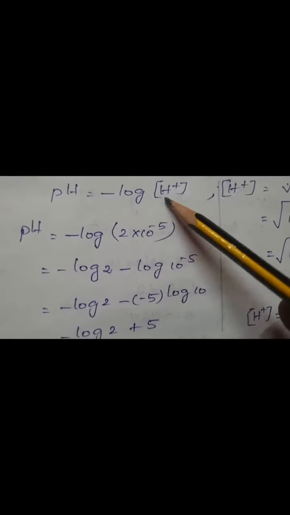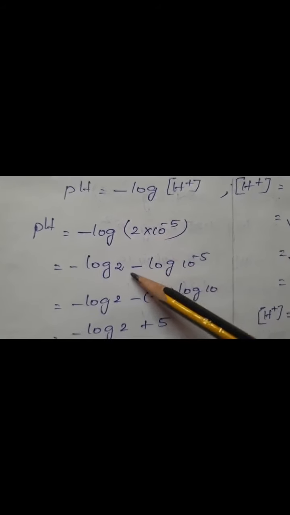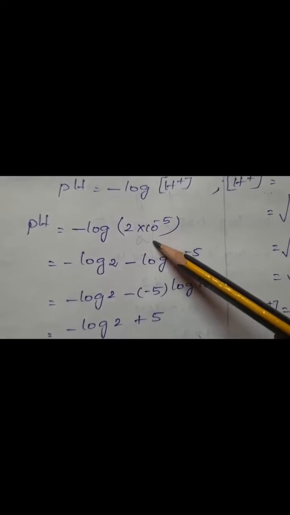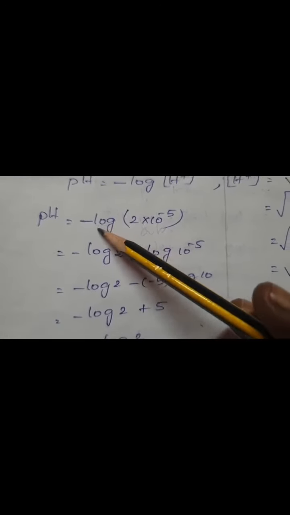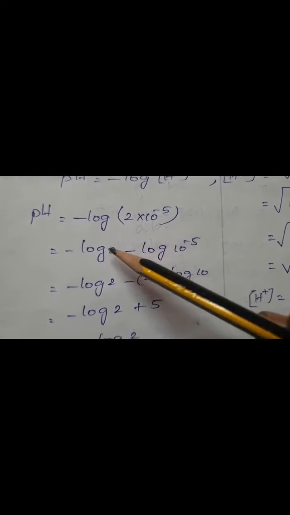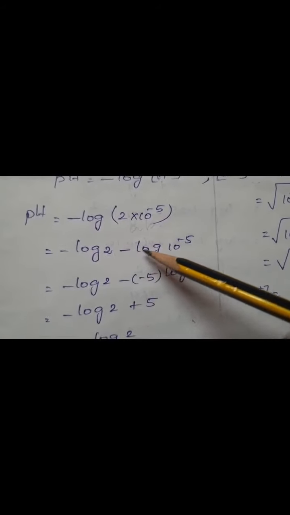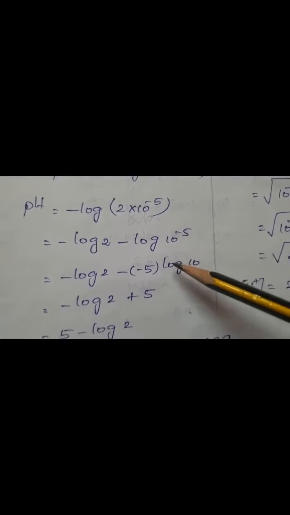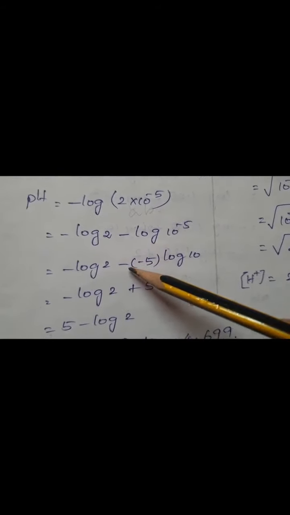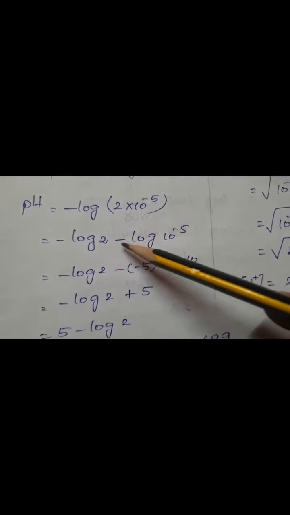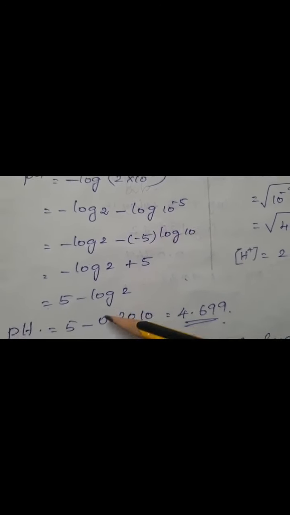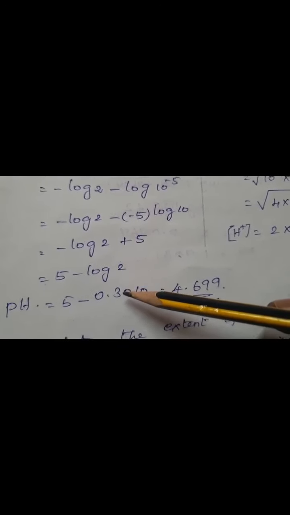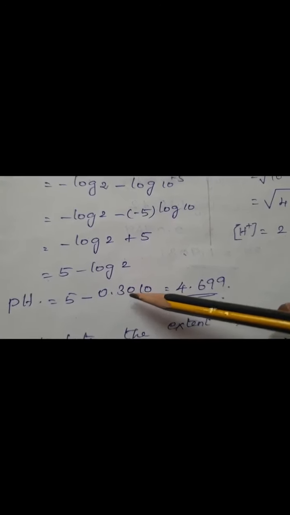Then substitute 2 into 10 power minus 5 instead of H plus. Log of A into B is equal to log A plus log B. So the negative sign is common for both terms: minus of log 2 minus log 10 to the power minus 5. The minus 5 comes out, so minus of minus 5 log 10. So minus log 2 plus 5, and log 10 value is 1. So 5 minus log 2, whose value we already know is 0.3010. So 5 minus 0.3010 means 4.699.